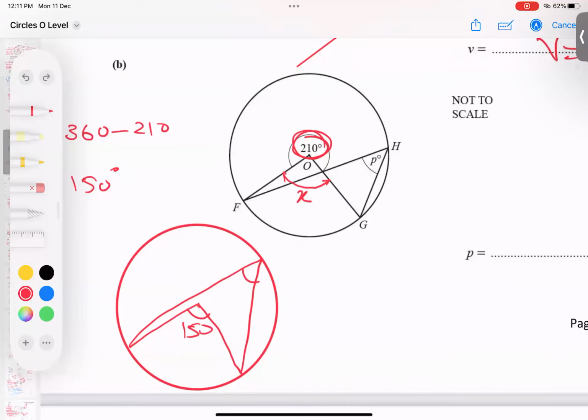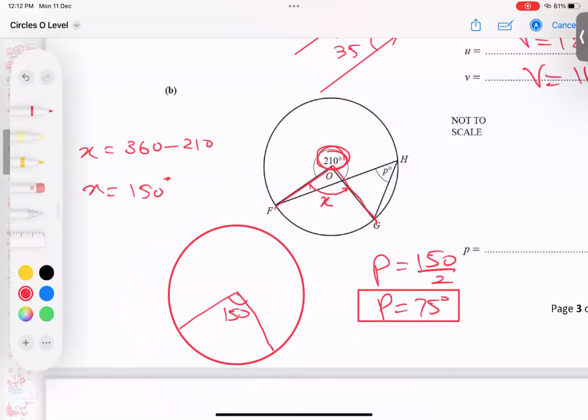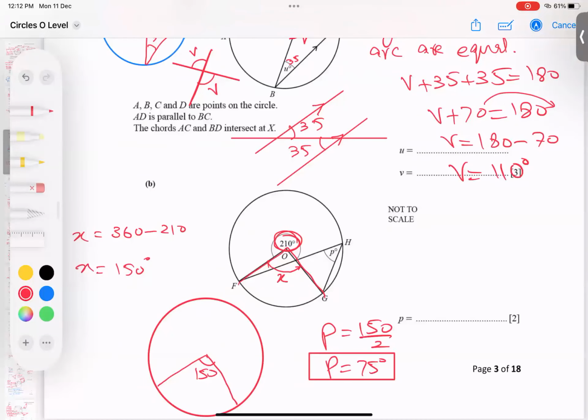If this point shifts slightly more, like this, what is this angle? Again half, 75. If this point moves slightly here, again this is half. I hope you got my point. So this property applies here, and this angle is at the center and this angle is at the circumference. So I can say that p is equal to 150 divided by 2, because it is half of x. So I got 75 degrees, and I believe the question is very clear, and we have done it.